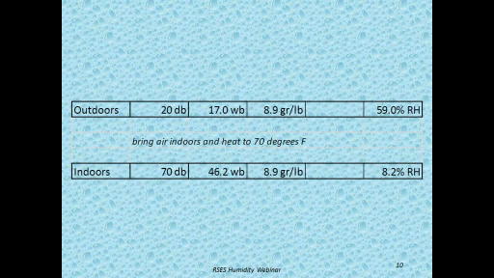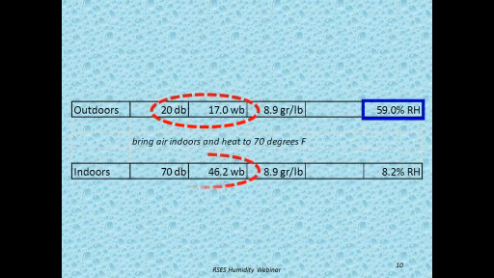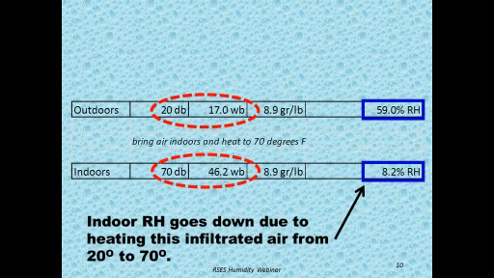But if I bring that air into the building and I heat that air to 70 degrees Fahrenheit, but I leave the grains unchanged, because simply bringing the moisture into the house is not going to change the grains, by leaving the grains unchanged, I now have 8.2% relative humidity. And that's simply the process of allowing that 20-degree air to come into the structure, and now I heat it up to 70 degrees. And the relative humidity drops because of the heat added to that air.